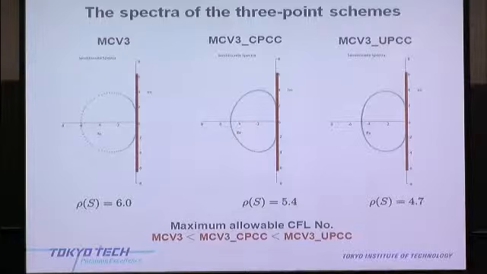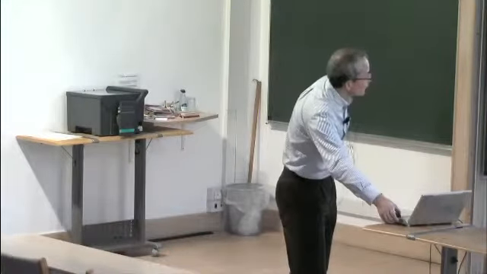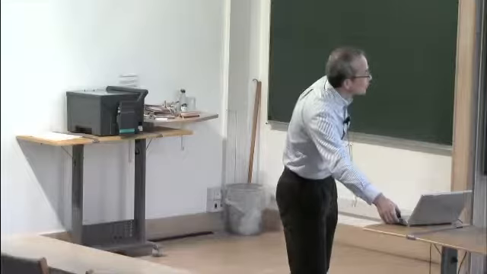So as we have seen, some three representative schemes like this have different spectra. This one is the best one, which has the smallest spectral radius.